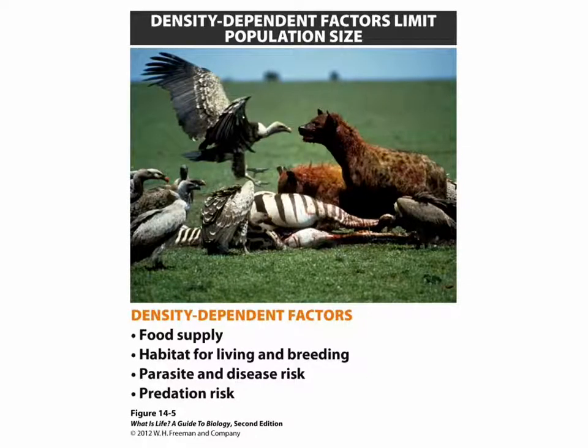Density-dependent factors include things like food supply, habitat for living and breeding, parasites and diseases, and predation risk. Again, all of these are affected by how many organisms there are in the population or how dense the population is. As the population becomes more dense, food becomes more scarce, space is limited, the risk of parasites and disease goes up because you're in close contact with your neighbors and can easily spread these things, and predation risk goes up because it's easier for a predator to catch a prey item if they are densely packed together.